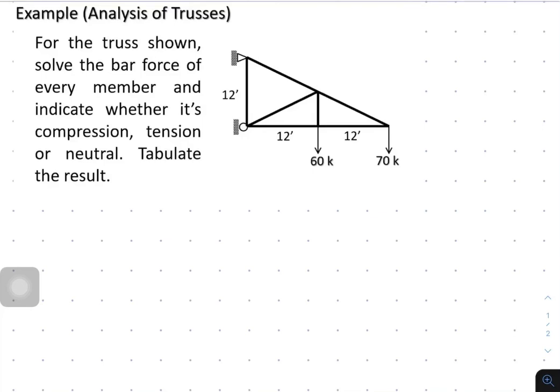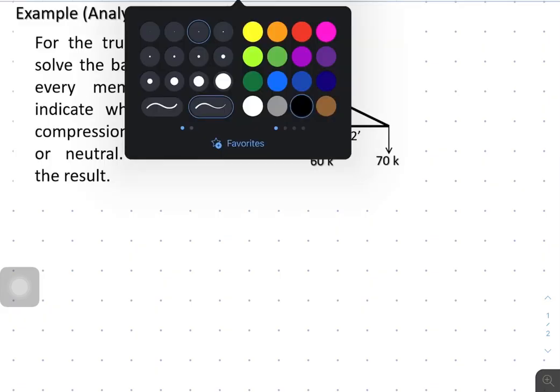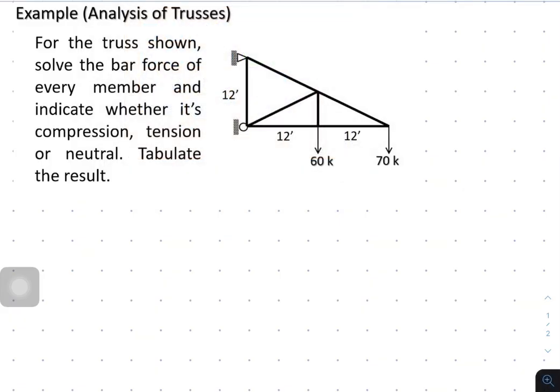So let's continue with another example. This time we will be using a method of section. But before that, let us assign letters to every joint, clockwise. So I'll start here from the roller. I'll call this A, and then this would be B, and C, D, and E.